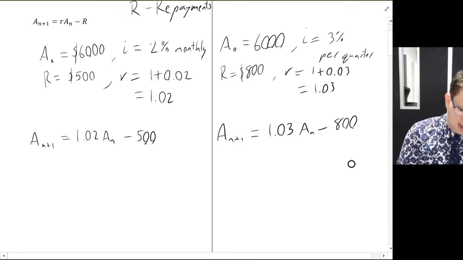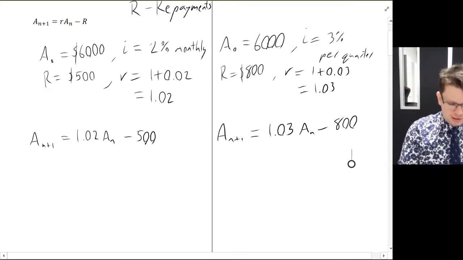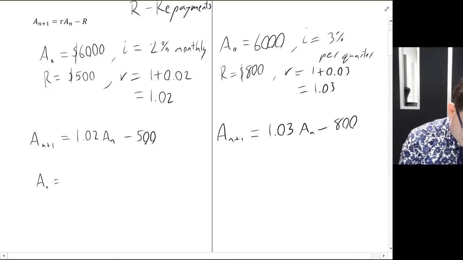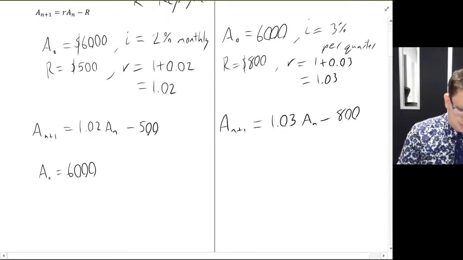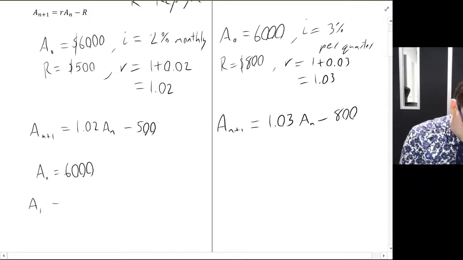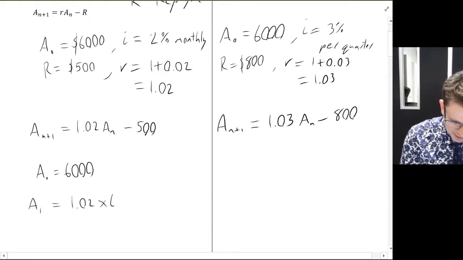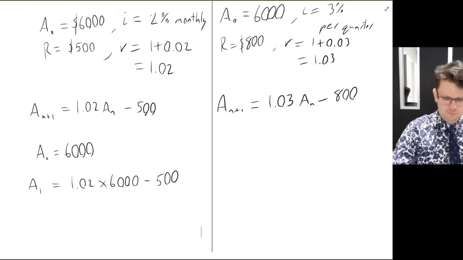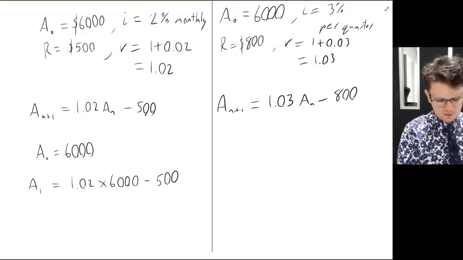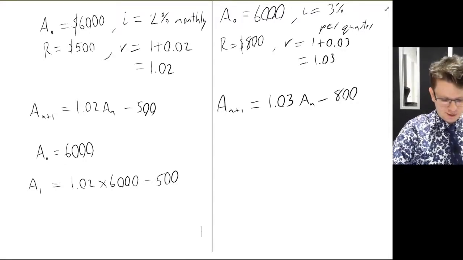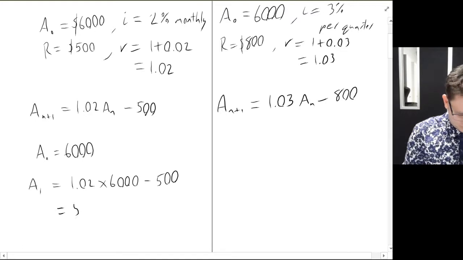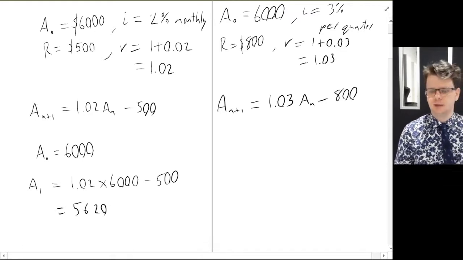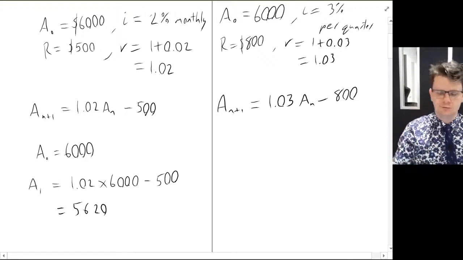So now I've just got to do two things. Well, let's actually see how my one plays out. Let's just start off. A0 is 6,000, so I'm starting with 6,000. Let's work out what A1 is going to be. Well, A1 is going to be 1.02 times 6,000 minus 500. So let's work that out. Alrighty, so 1.02 times 6,000 minus 500 gives me 5,620. Okay? So that's the next value of my account.